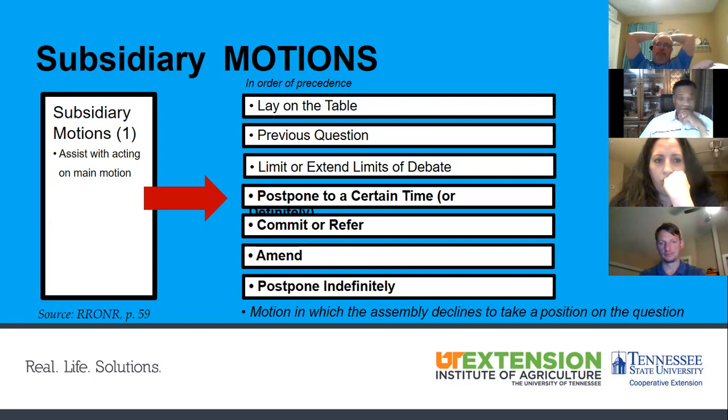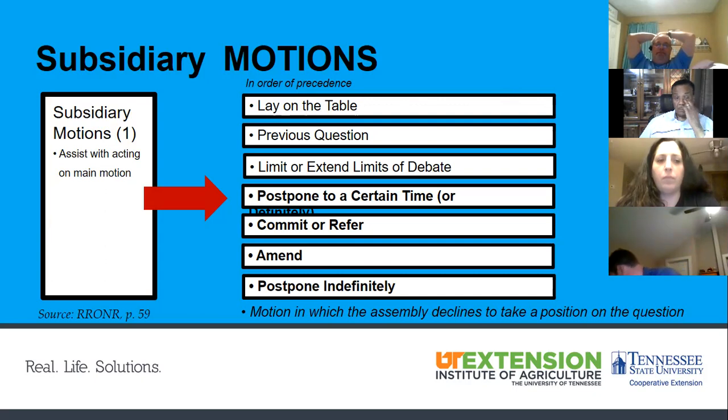It can be debated. It cannot be amended because we can't amend it to, for example, bring it back at our next meeting. An example of why you might want to do this is where a group doesn't want to take a stance on an issue, such as one dealing with money. Perhaps we've donated money to the children's hospital in the past and somebody's brought up a motion that we give $1,000 to the children's hospital.